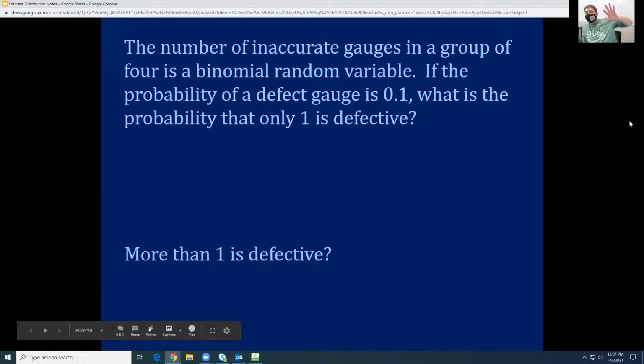So the number of inaccurate gauges in a group of 4 is a binomial random variable. So they already told us you're good to go. If the probability of a defective gauge is 0.1, what's the probability that only 1 is defective? Go, see what you get. And remember, you need your 3 things: the binomial statement, the probability statement, and then your answer.